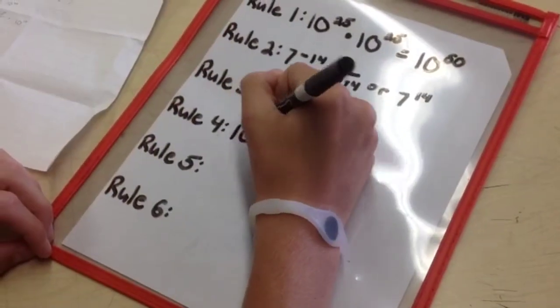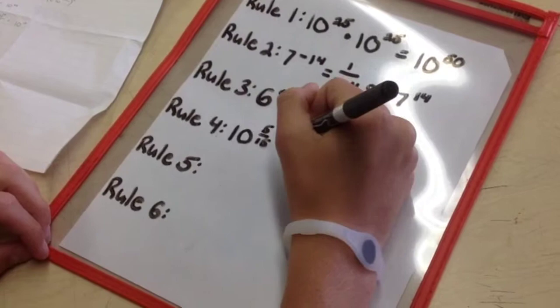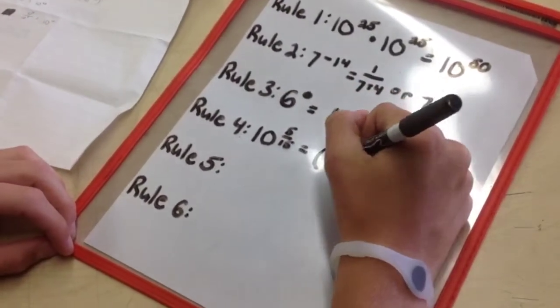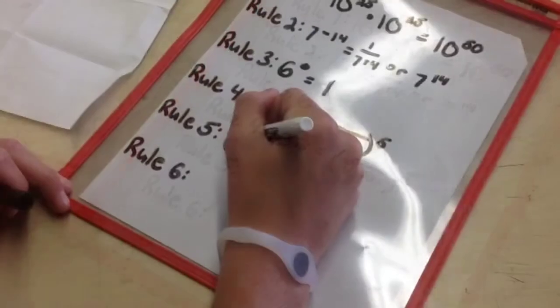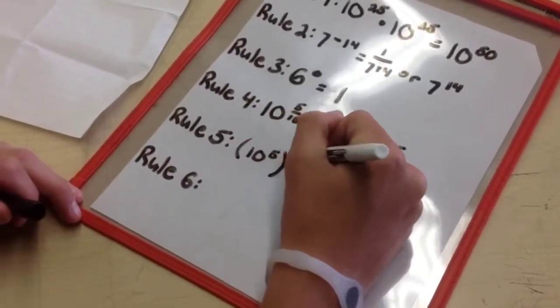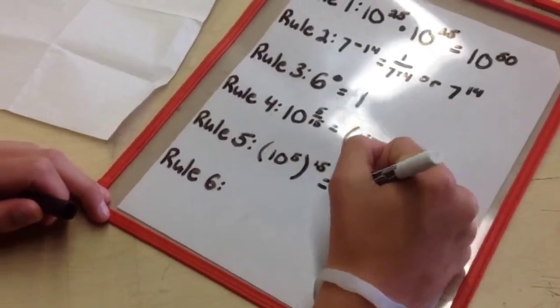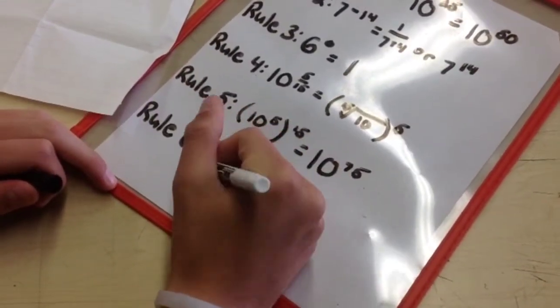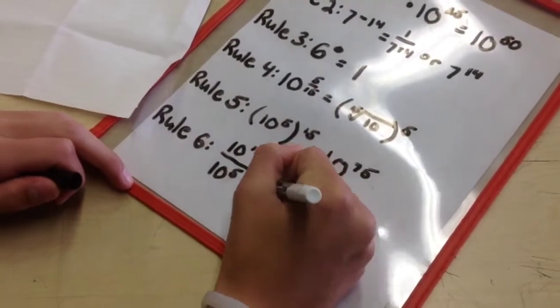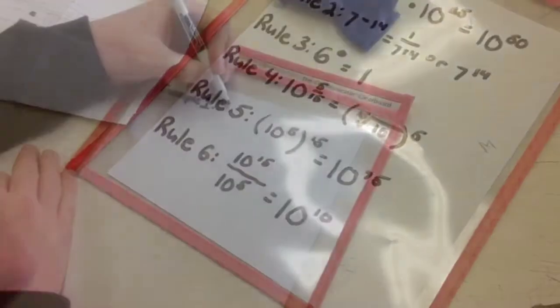Rule 4 states, when your exponent is a fraction, your base is square rooted by the denominator and the numerator goes outside the parentheses. Rule 5. When your exponent and base have an exponent, multiply the two exponents. Rule 6. When you have the same base in a fraction, subtract the exponent.